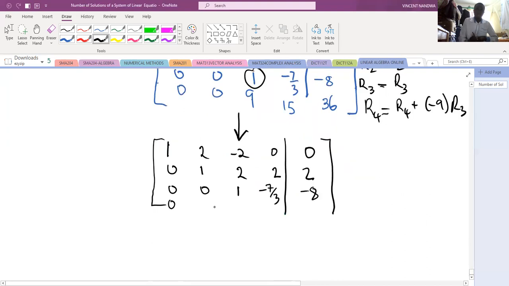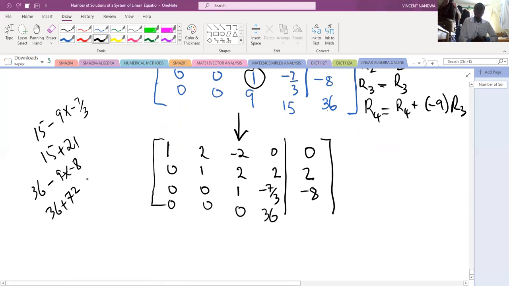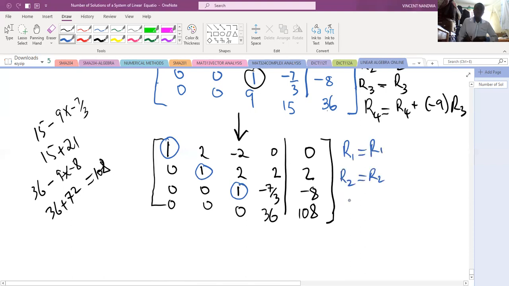and then 0, 0, and then 0, and then 15, so 15 minus 9 times minus 7 over 3 is 15 plus 21, which is 36. And then 36 minus 9 times minus 8, that's 36 plus 72, that is 108. So this is still our leading one. So we expect this one to be one. So we say row one to be row one, row two to be row two, row three to be row three, and row four to be 1/36 row four, so that now we get this one, one.